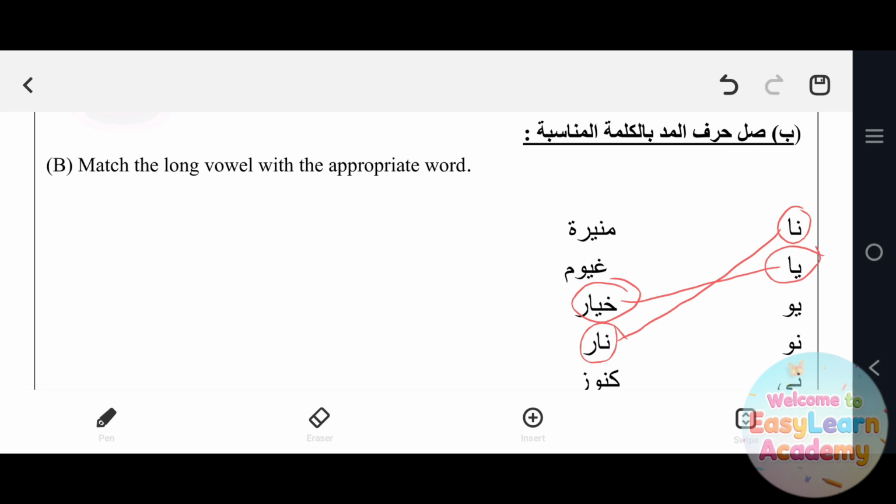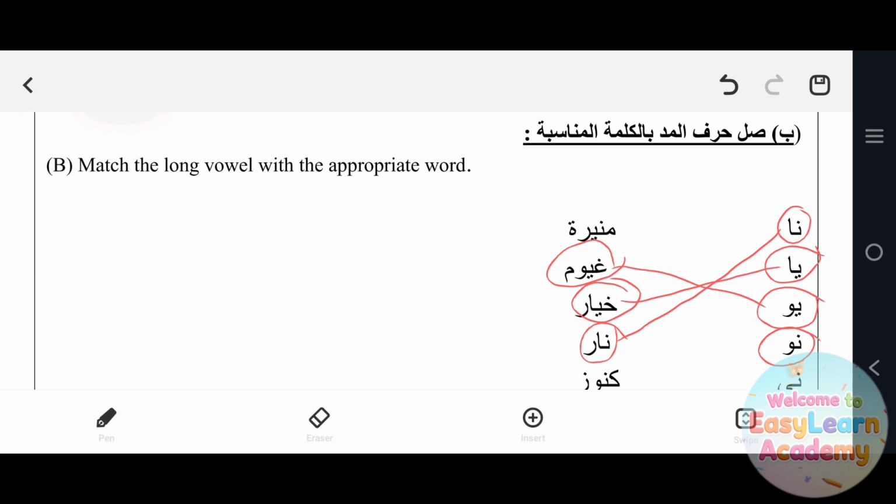The third one is you. So I'm going to match with Goyum. Goyum means cloud. I matched with Goyum. Okay, that long vowel is in the second word Goyum.